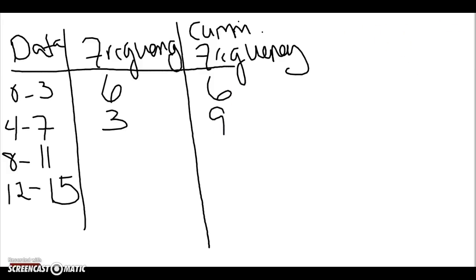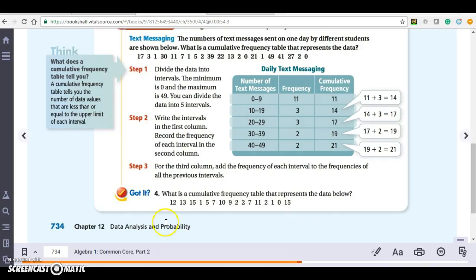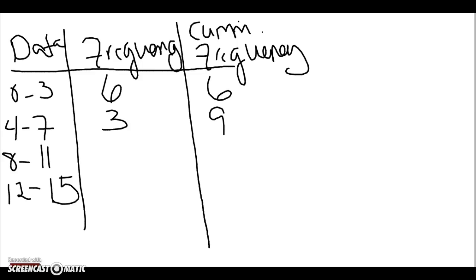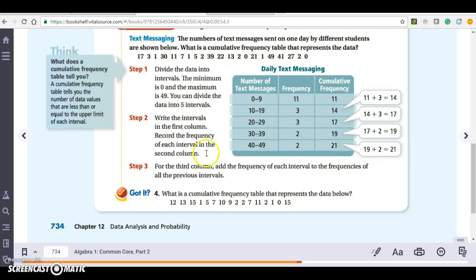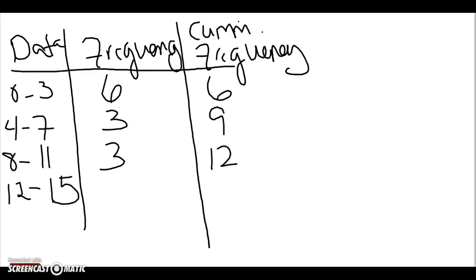8 to 11, 1, 2, 3. So that's 3 again, and add 3 to that, so it gives me 12. And then 12 to 15. 1, 2, 3, 4. And that gives me 16.